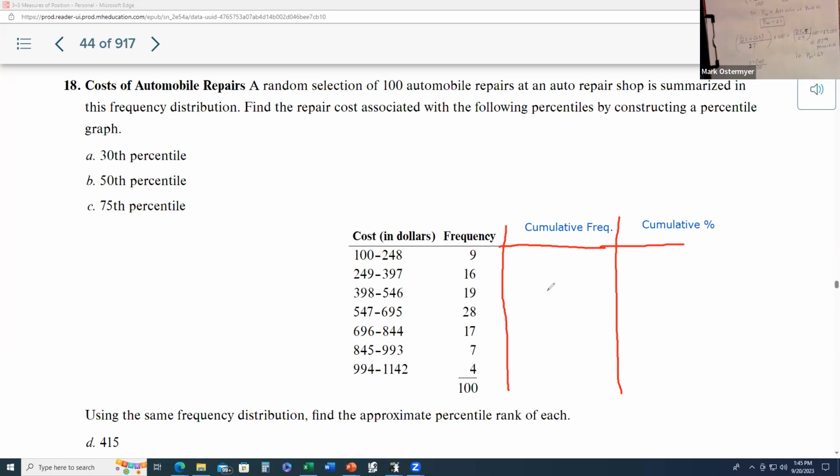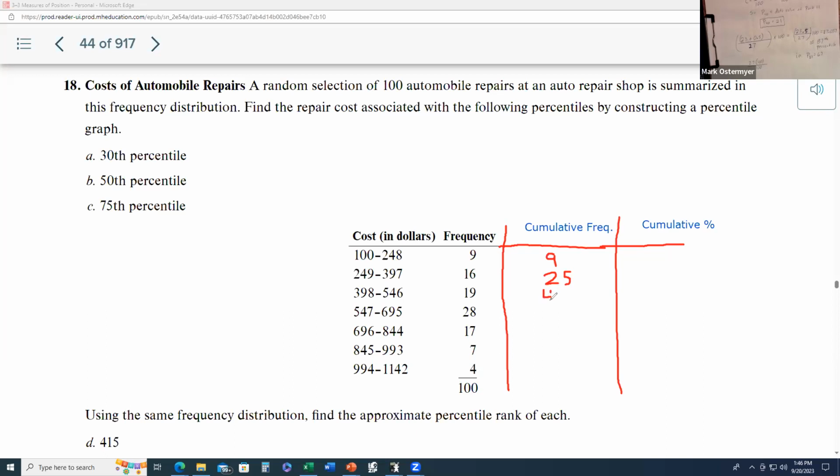Now, just like when we built an ogive graph, we had to do a cumulative frequency distribution first. So, by the time we cut through the first class, we have what? 9, right? By the time we get up to 248 or 248.5, if we have boundaries, by the time we get up to 397.5 or 397, we've cut through the second class. So 9 plus 16 is 25. By the time we get up through 546 or 546.5, we've got to add another 19. So what's 25 plus 19? That's going to be 44.